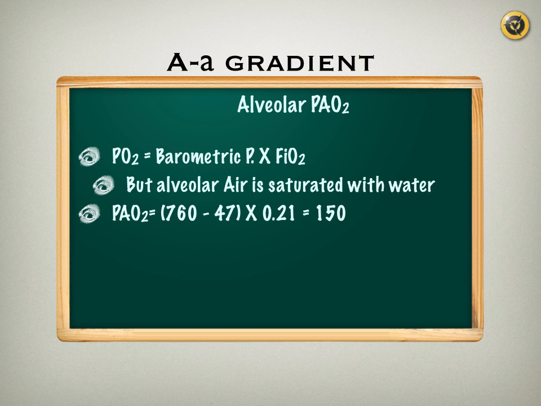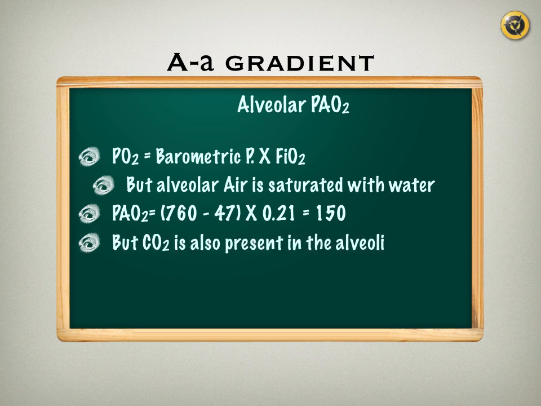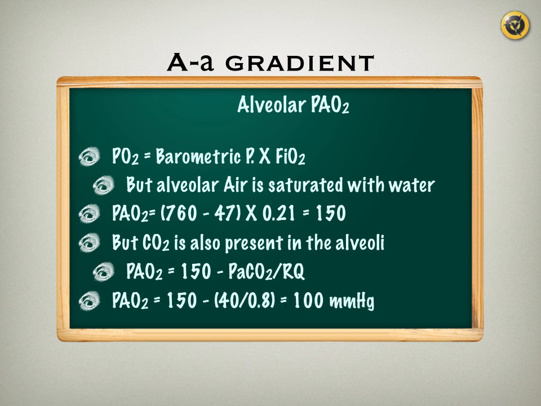The alveoli are a semi-closed space, and blood is flowing beneath those alveoli, bringing carbon dioxide all the time. So carbon dioxide is diffusing into the alveoli, changing the mixture as well. To factor this out, we take 150 millimeters of mercury minus PaCO2, which is around 40 on average, divided by the respiratory quotient, and you end up with 100 millimeters of mercury. So the alveolar oxygen tension is 100 millimeters of mercury. Now we know the partial pressure of oxygen in the alveoli.